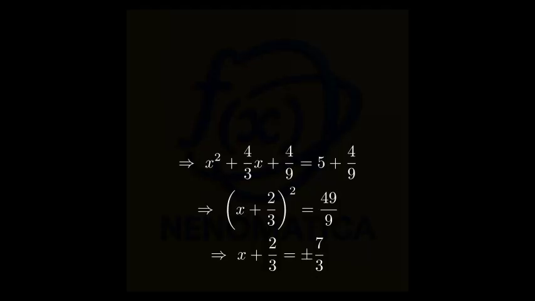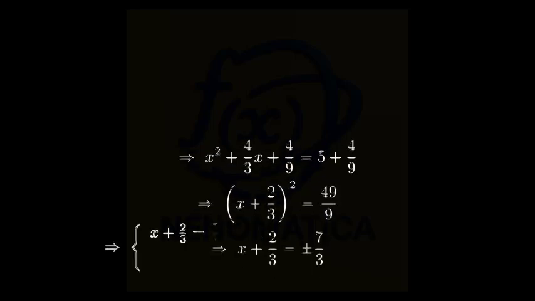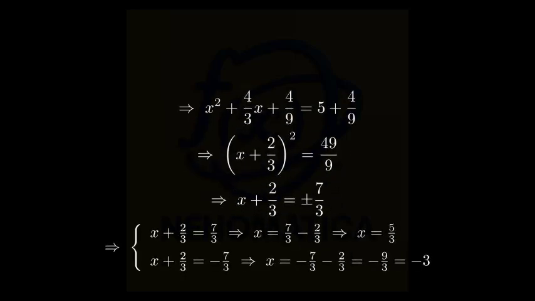Now solve the two linear cases exactly as written in the reference solution. First, x plus 2 thirds equals 7 thirds gives x equals 7 thirds minus 2 thirds equals 5 thirds. Second, x plus 2 thirds equals negative 7 thirds gives x equals negative 7 thirds minus 2 thirds equals negative 9 thirds, which is negative 3. Therefore, the solutions are x equals 5 thirds and x equals negative 3.